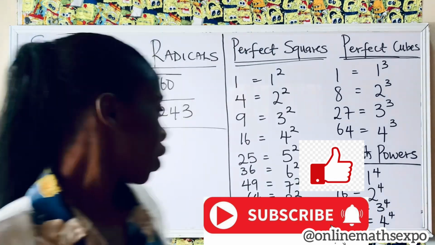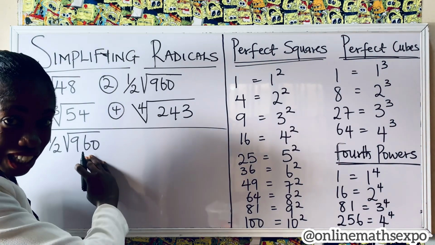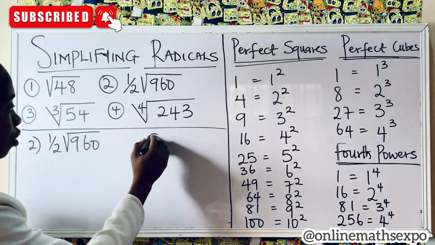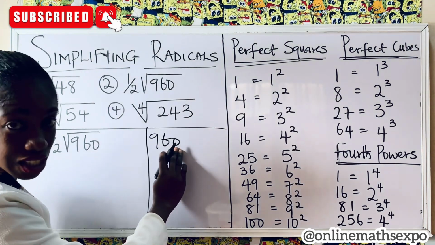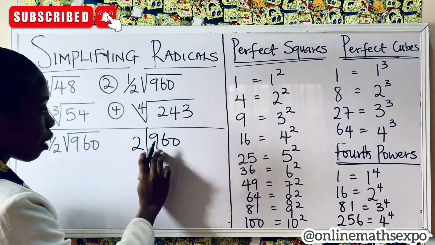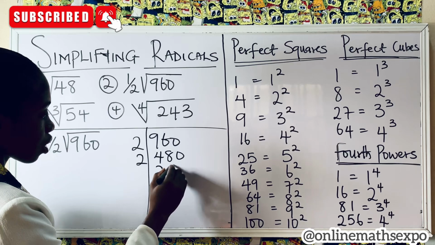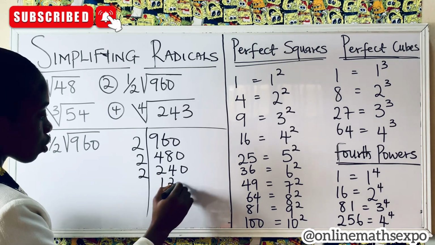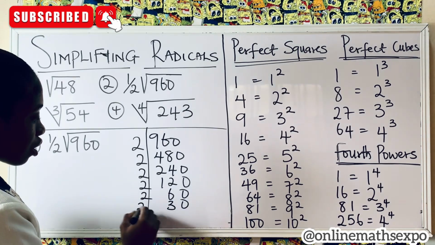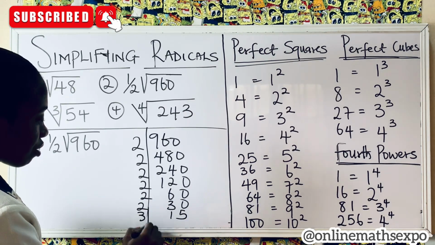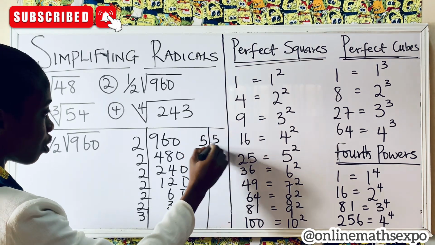Now let's continue. We do this for the benefit of beginners. So in this case, we are going to have 960. We are going to divide. The last digit is 0, so 2 can divide it. When 2 divides this, we have 480. 2 divides is 240. 2 here is 120. 2 is 60. 2 is 30. 2 is 15. 3 can divide to give us 5. And finally, 5 divides itself is 1.